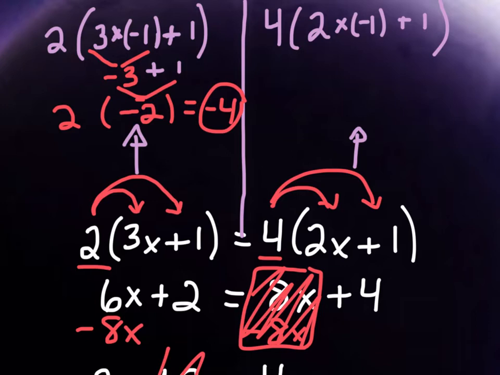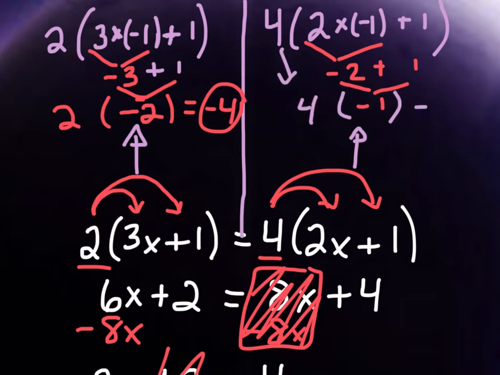Okay, so let's solve this. Again, we're going to do the brackets first. So 2 times -1 is -2. Then we're going to add 1 to that. That would become -1. And finally, we would bring that 4 down and do 4 times -1, which would be -4. So yes, we did get the same answer on both sides. We got -4 here, -4 here. So x equals -1 would be the correct answer.